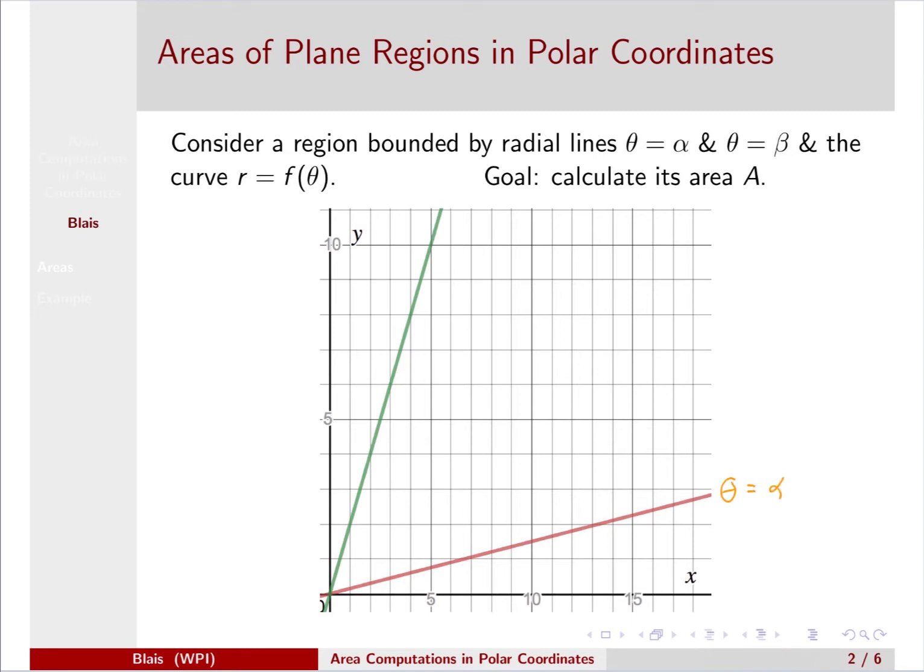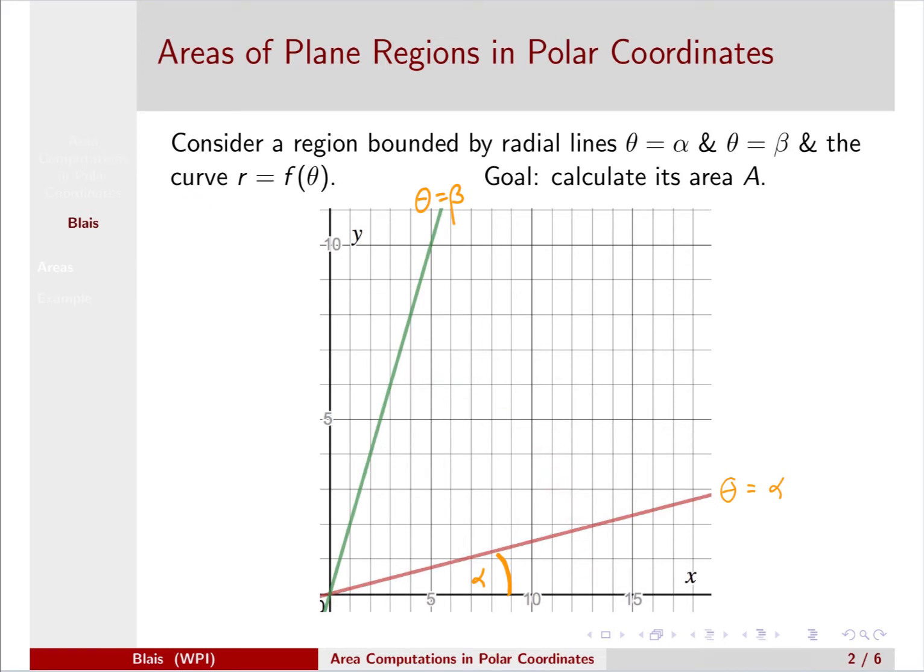And remember, these type of radial lines are formed because we have this angle alpha, and all polar coordinates along this line through the origin have at least one representation with this angle theta. And then for the other radial line, we have theta equals beta. And we would have this as the angle beta.